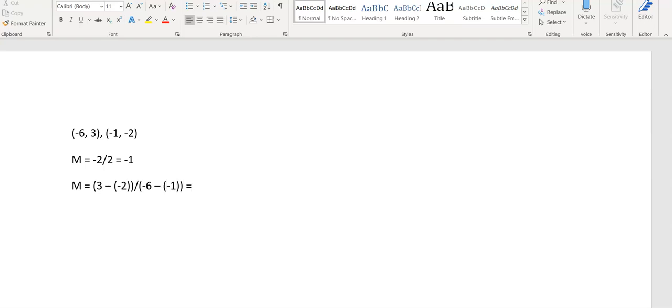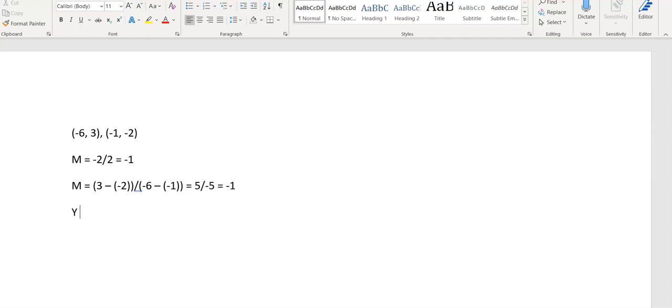And of course, if I work this out on top, 3 minus negative 2 is really 5, because negative negative is positive. And then negative 6 plus 1 is negative 5. And notice again, that's the slope of negative 1. So either one will give us the same slope.